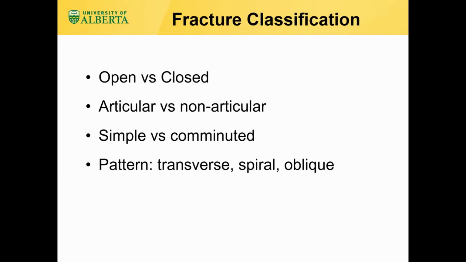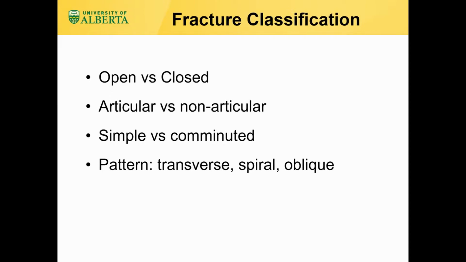Whether the fracture is open or closed, if it is articular or non-articular, if it is a simple fracture or comminuted, and what the pattern of the fracture is, that is, transverse, spiral, or oblique. Open fractures are either accompanied by an external wound leading to the site of the fracture or are fractures in which the bone fragment protrudes through the skin.